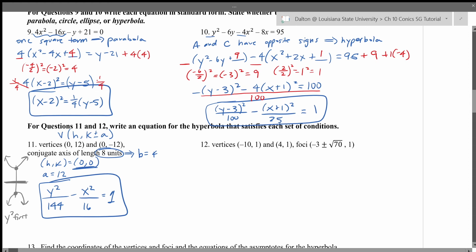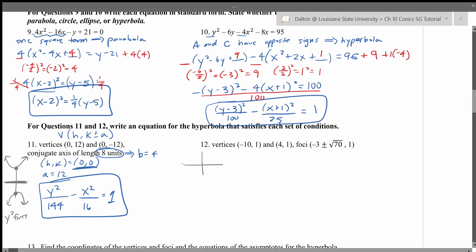Okay, number 12, again, still a hyperbola, except I'm given some different pieces of information. This time I'm given the vertices and the foci. So again, I want to just sketch where these vertices are to figure out what kind of hyperbola we are dealing with. Well, the vertices are at (negative 10, 1).